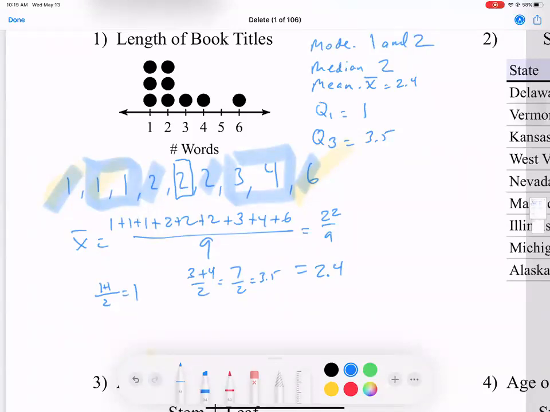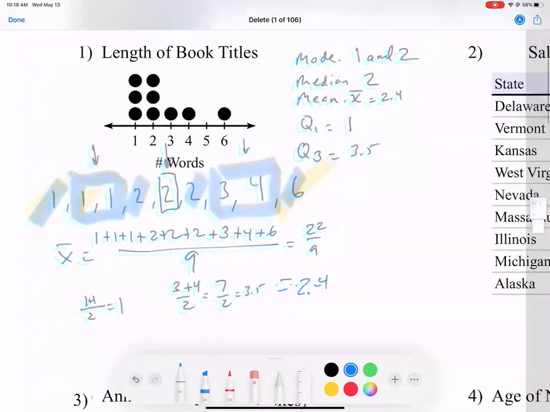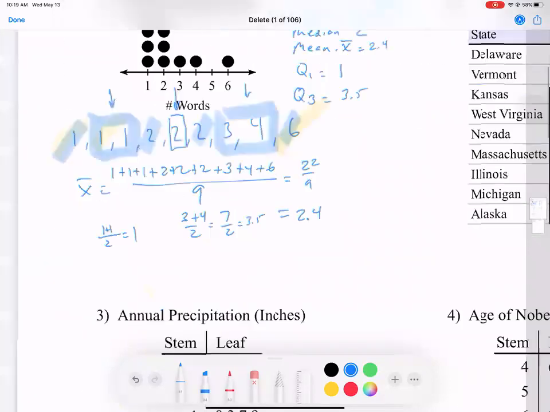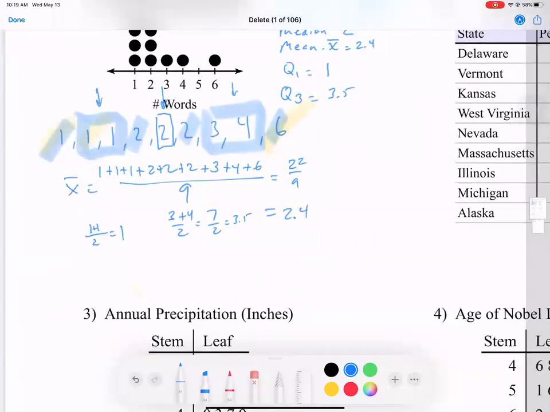So we found our mode, median, mean, Q1 and Q3, and those were the medians of the lower and upper. Remember, we don't count the median to find our lower quartile and upper quartile. And then the last one here is to find the standard deviation. Now, standard deviation, we need the mean. So lucky for us, we have it already.